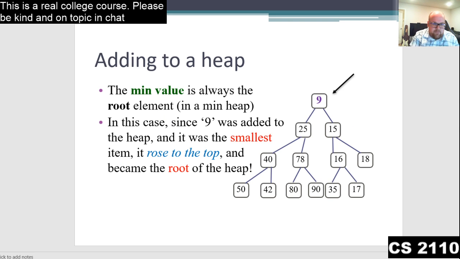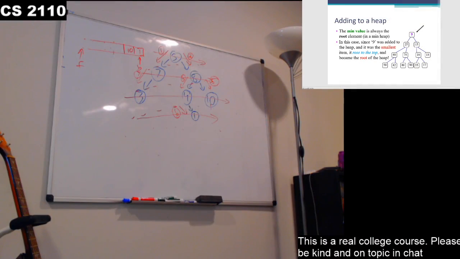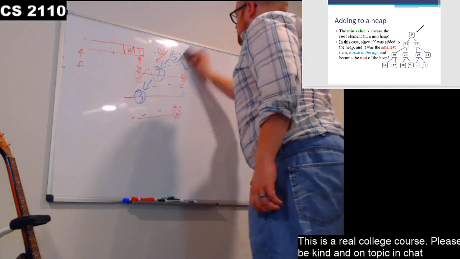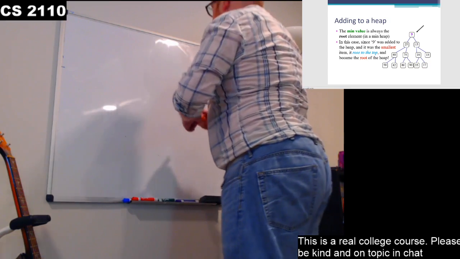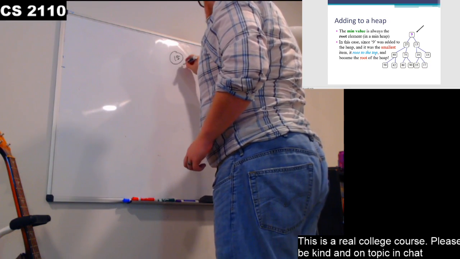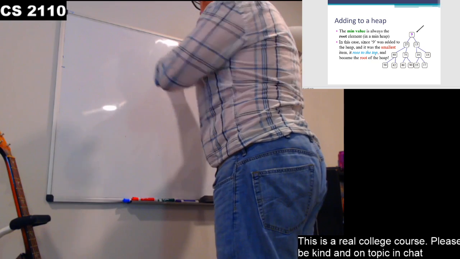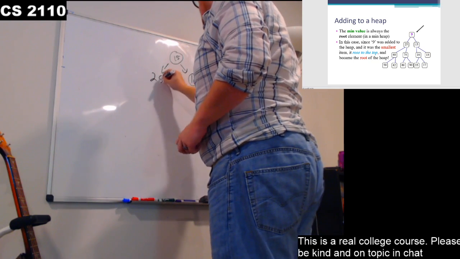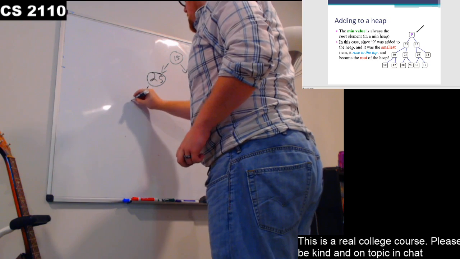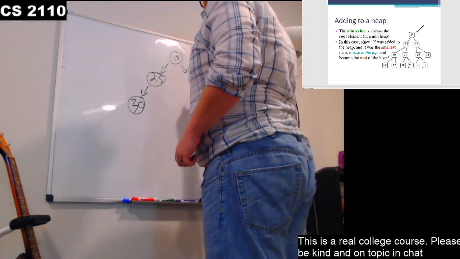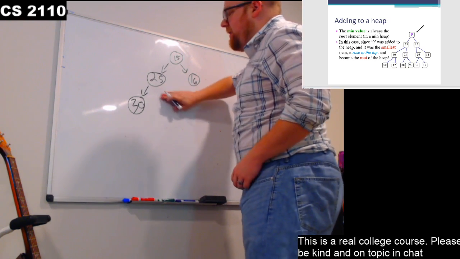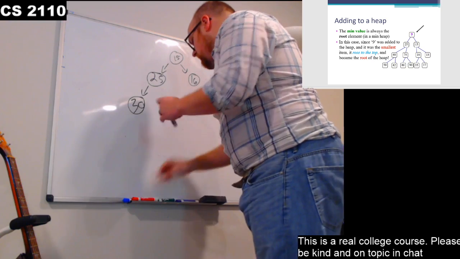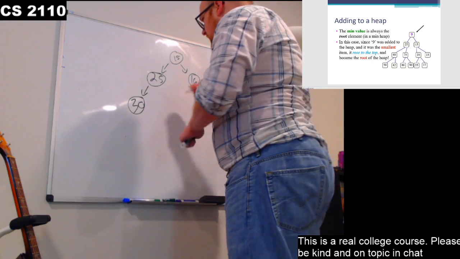But if I were to take a heap, if I were to make my own heap here, let's do 15, 16, 25, 30, and let's say I'm adding a new value 20. So I add the new value 20, which I'm going to use red to denote that.